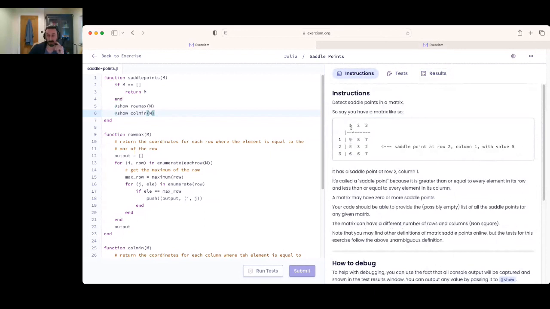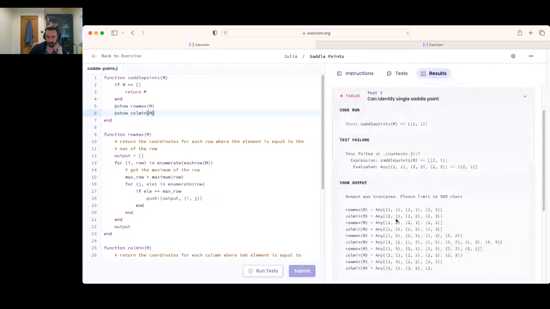And col min, not col max, col min should be bringing back 2, 1, 2, 2, 2, 3. Look at that. So now hopefully, this is the easy bit.